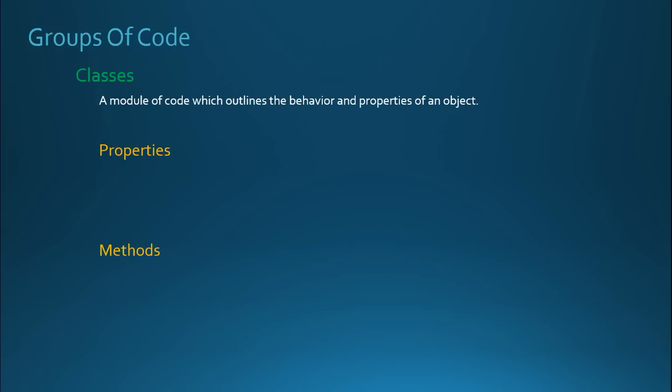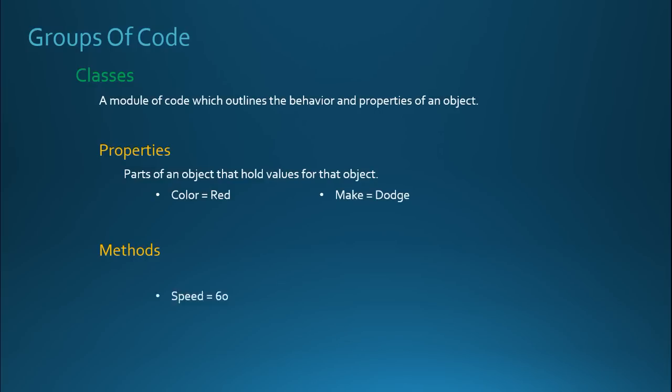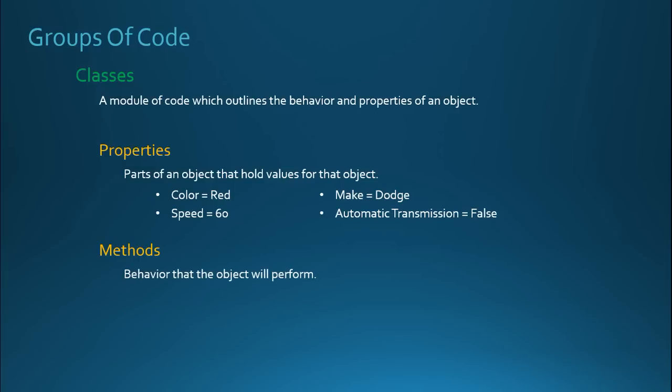Now, classes are going to have properties and methods. Properties are the parts of the object that hold values for that object. A good example would be a car. Let's say the color of the car is red. The make of the car is a Dodge. The speed of the car is 60. And the automatic transmission for the car is false. In other words, it doesn't have an automatic transmission. Methods are the behavior that the object will perform, like turn left, turn right, drive straight, and apply brake. So these are different behaviors that the car will perform when you tell it to do it. That's just an example of what you would find in a class.